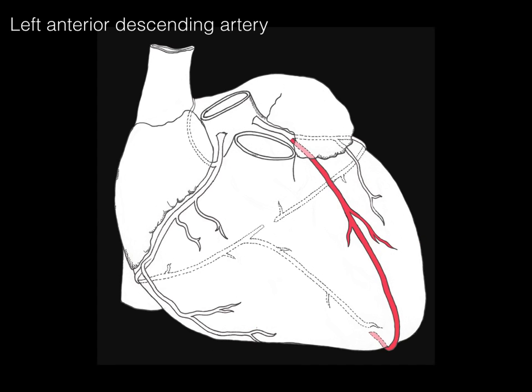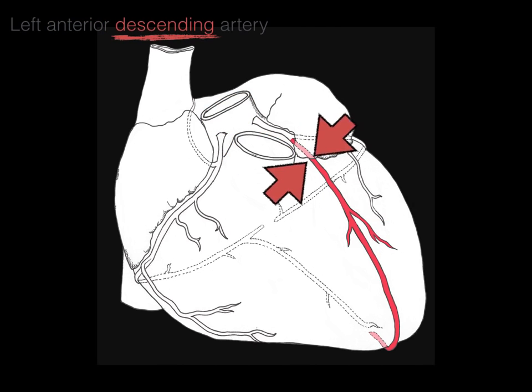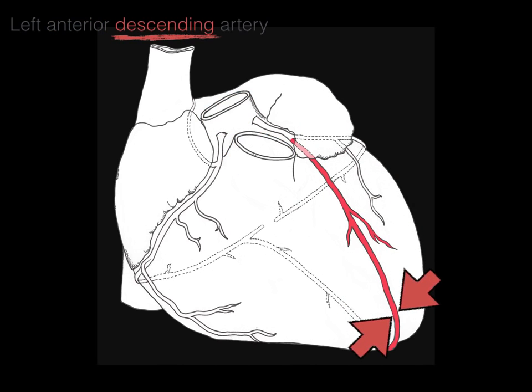Now that we've done the LCA, let's do the LAD. The LAD is the left anterior descending artery. Left because it comes off the left coronary artery. Anterior because it's on the anterior surface of the heart. We know it's the anterior surface because there's the pulmonary trunk and there's the aorta. And descending because it descends on the front of the heart, like that.